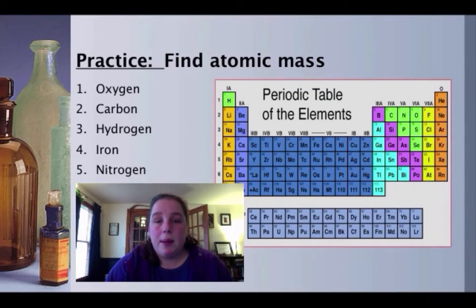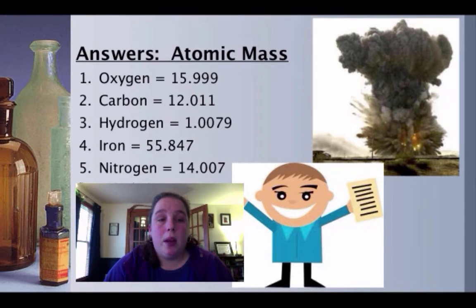Go ahead and put me on pause for a second, and go back to our 5 elements we've been working with and find their atomic mass. I hope you did well. I hope you came up with oxygen is 15.999, carbon is 12.011, hydrogen is 1.0079, iron is 55.847, and nitrogen is 14.007. Now, hold on. Did you write down all the decimal points? If you didn't, they would be wrong. If you just wrote down 15 or rounded it up to 16, you would be wrong. The atomic mass has to have all the decimal places.